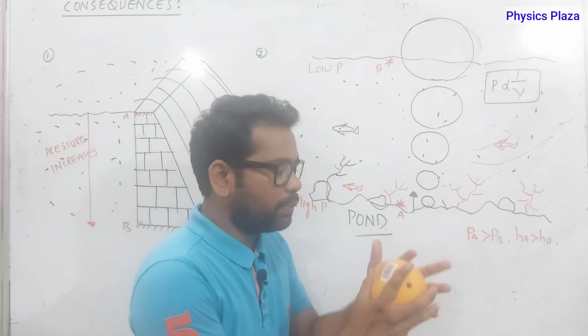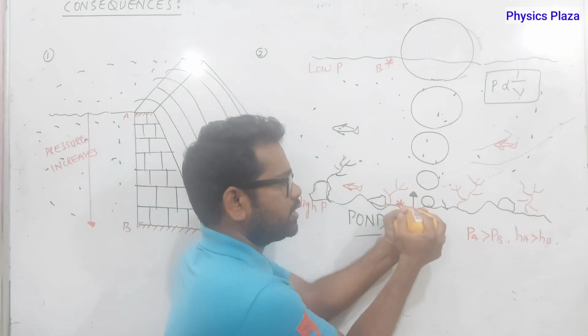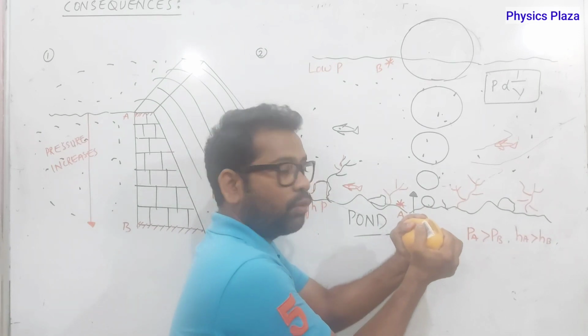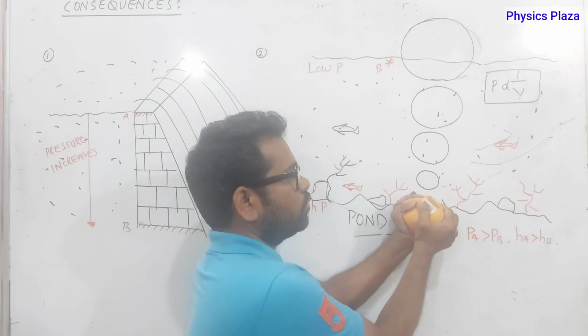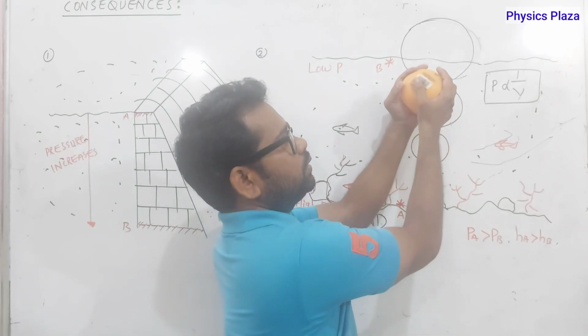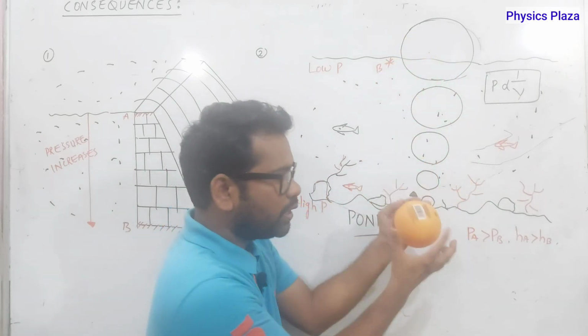For example, at the bottom, the pressure will be more, so it is compressed more. Try to understand. So what will happen? The volume will be less. As it is growing, as the pressure is decreasing, it grows in size. Okay, got my point?